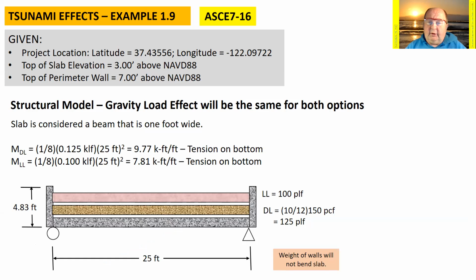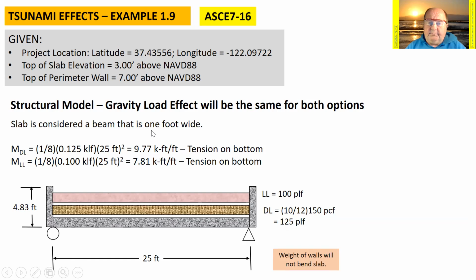So the first thing I'm going to look at is the gravity loads. Now, we haven't really been told whether this slab sits on the ground or is supported, but I'm assuming that if it's going to be a simply supported slab, it's going to have a support at the two ends of the slab. This slab has to support dead load. The dead load is the weight of the concrete itself. That'd be 10-inch concrete, 150 pounds per cubic foot, or 125 pounds per square foot.